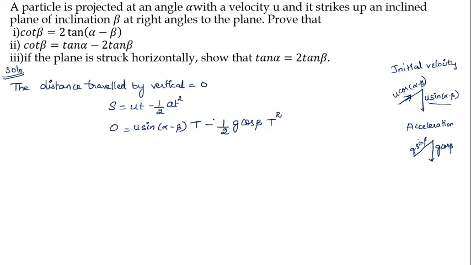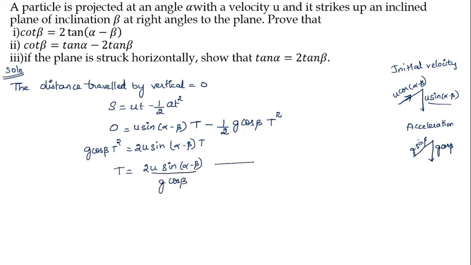I'm going to find my T from this, so multiplying by 2, it will be g cos beta into T square equal to 2u sine of alpha minus beta into T. Both sides T will get cancelled. So we get T is equal to 2u sine of alpha minus beta divided by g cos beta.